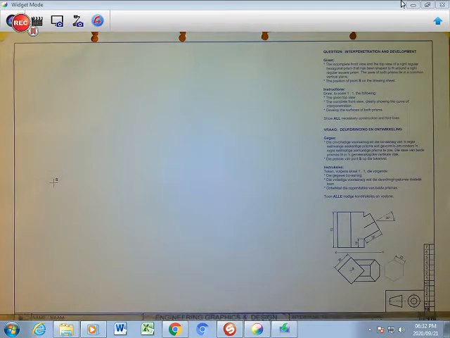Alright, here we have drawing exercise number 2, interpenetration and development. We have the same main pipe, which is a square shape, and then we have a hexagon, but this time it penetrates at a 30-degree angle. Alright, let's start immediately by drawing that and then that.